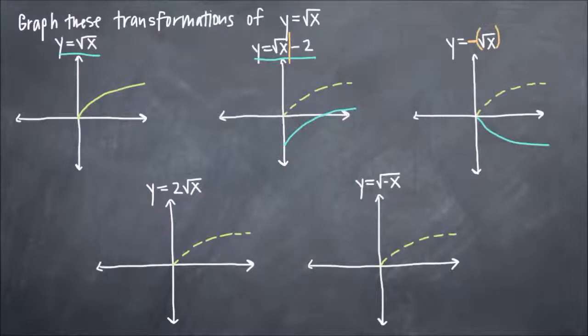Similarly here with our next function, y equals 2 times the square root of x, we've got a constant coefficient multiplied by our original function. Same with the last one, we had negative 1 multiplied by our original function. Now we have 2 multiplied by our original function. And what that means is that we're going to be stretching the graph by a factor of 2.